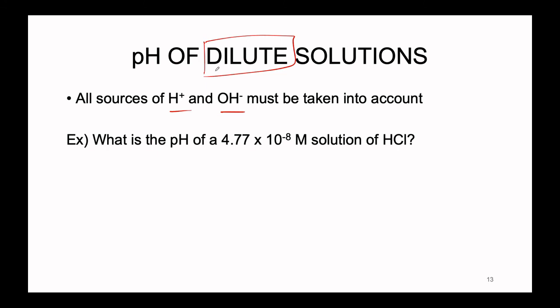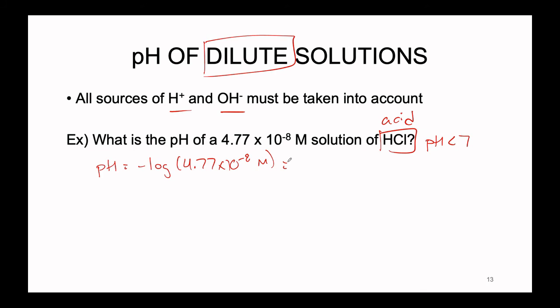For example, if we wanted to look at the pH of a 4.77 times 10 to the negative 8 molar solution of HCl, we would assume, even without doing any type of calculation, our pH should be less than 7, since HCl is an acid. So let's double check this, right? What is the pH when we take the negative log of 4.77 times 10 to the negative 8 molar, since this is apparently the H plus concentration that is coming from our HCl here?